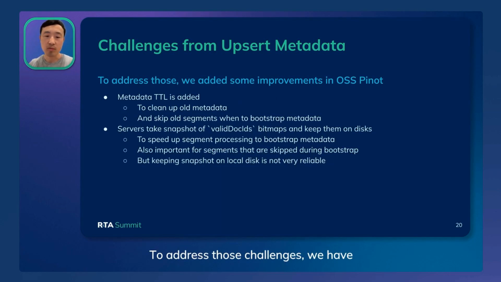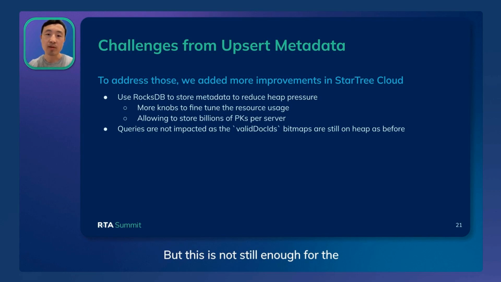To address those challenges, we have added some improvements in the open source Pinot. For example, we have introduced the metadata TTL, so we can clean those metadata regularly and reduce the heap usage. And we also added a disk-based snapshot for those validDocId bitmaps. So when a server gets restarted, we can just look at those snapshots to rebuild the metadata faster. But this is still not enough for the customers we see in StarTree Cloud. So we have taken those improvements even further here.